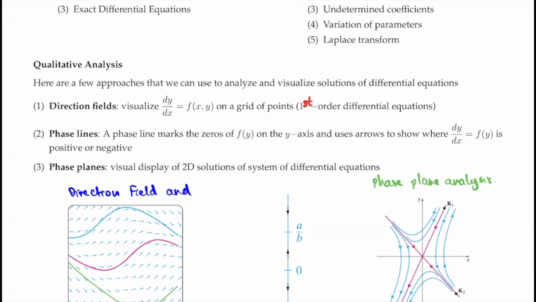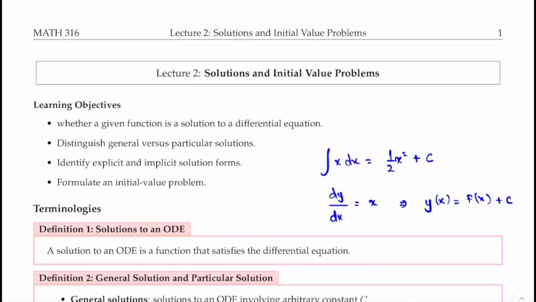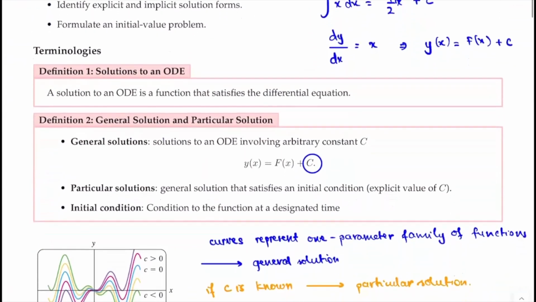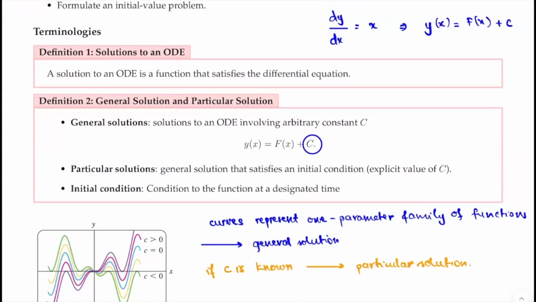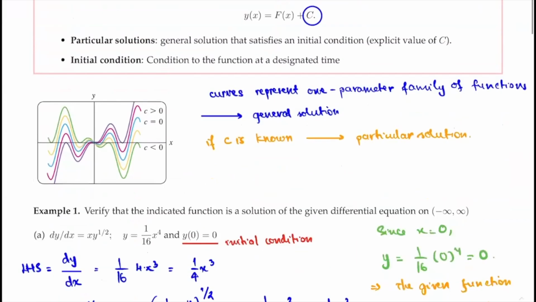Lecture 2 is about solutions and initial value problems. In this lecture, we also go over some of the terminologies about general solution, which is a family of functions, and a particular solution when you know the exact value of the arbitrary constant. We talk about initial condition. Different initial conditions will give you a different value of C. Right? You'll be able to find a different value of C.